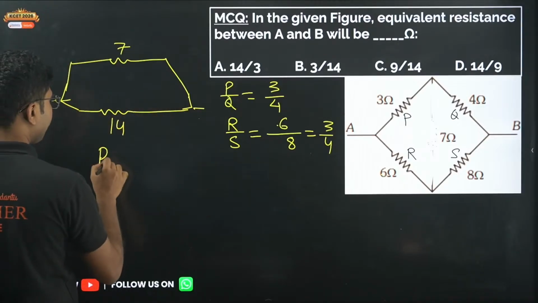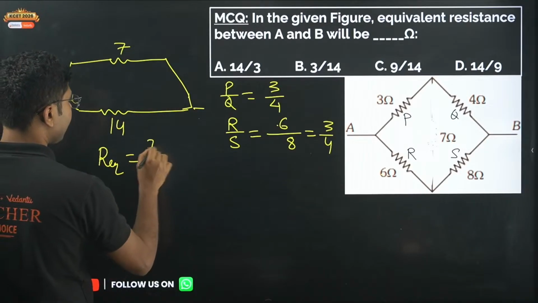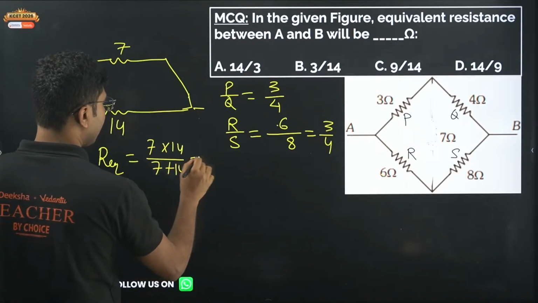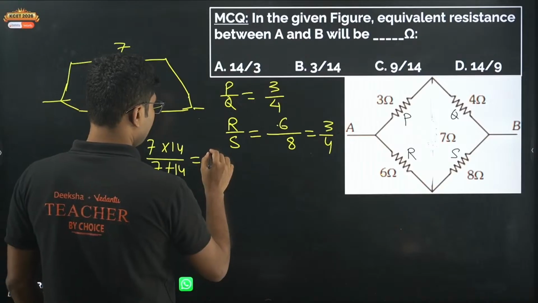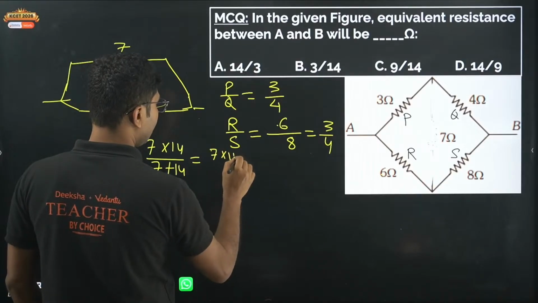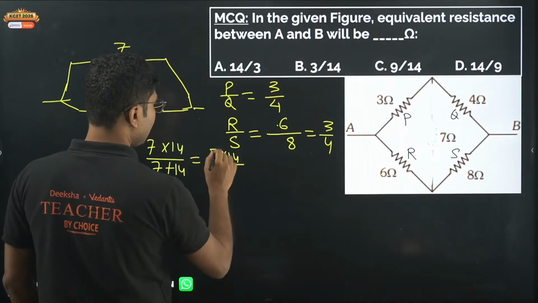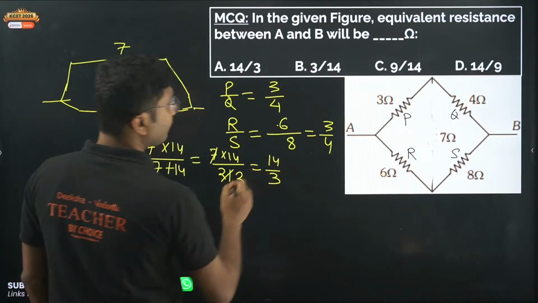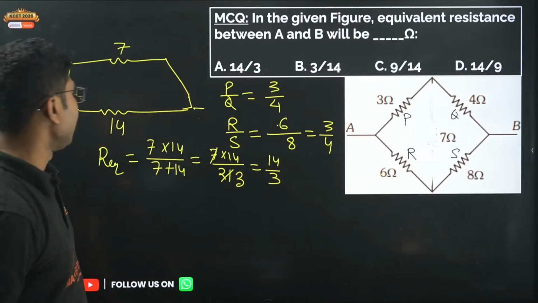So what is the equivalent resistance? Equivalent resistance is 7 into 14 divided by 7 plus 14, that is 7 into 14 divided by 21, so it will be 14 by 3. So 14 by 3 is the equivalent resistance in this case.